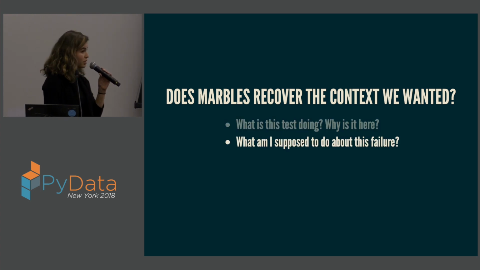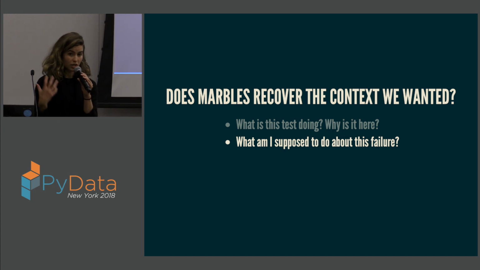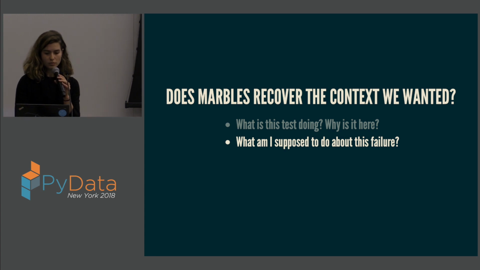What am I supposed to do about this failure? So that annotation can contain that information. If I'm diligent about writing down that information in the moment that I'm writing the test, I'm going to help myself in the future.